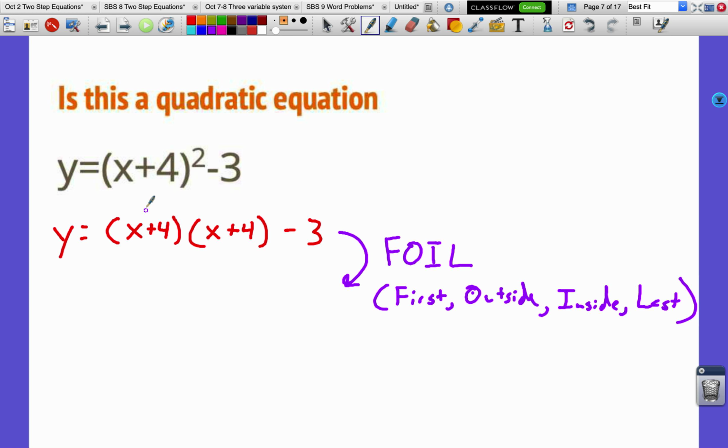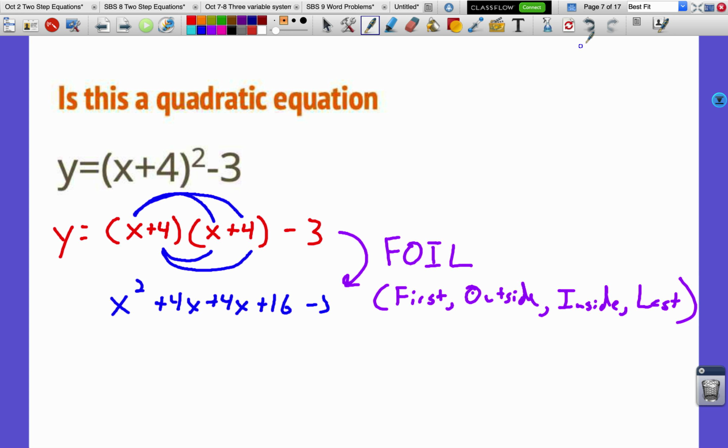So first to first, x times x, that's going to become an x squared. And we can draw a little arrow to show that we multiplied those. Outside, x times 4, that becomes a 4x. Inside, 4 times x, that becomes another 4x. And last, 4 times 4 becomes a 16. Keep this minus 3 at the end.